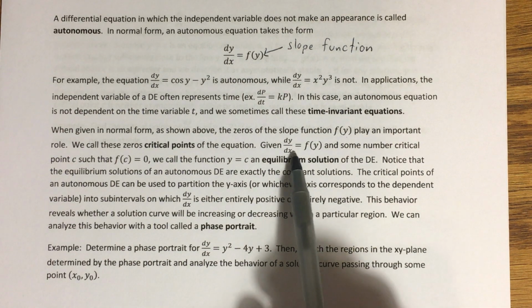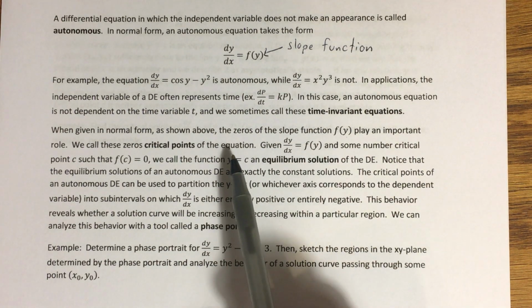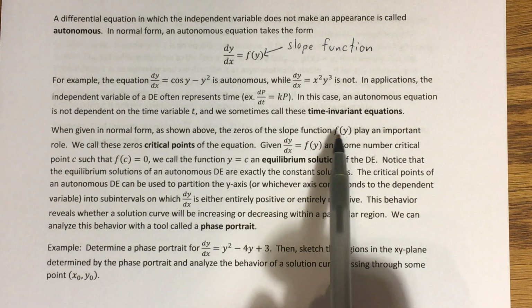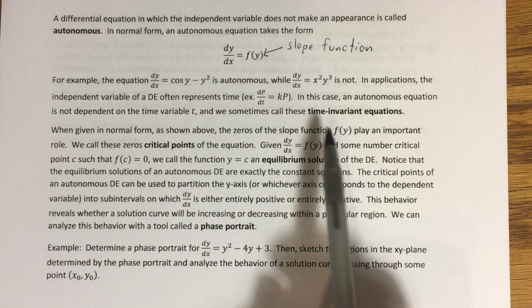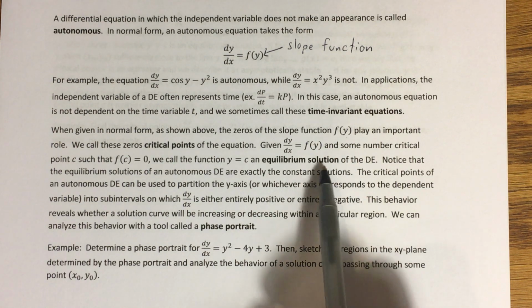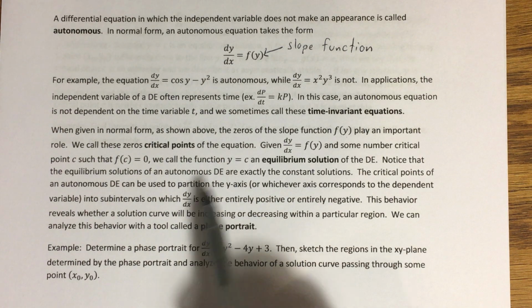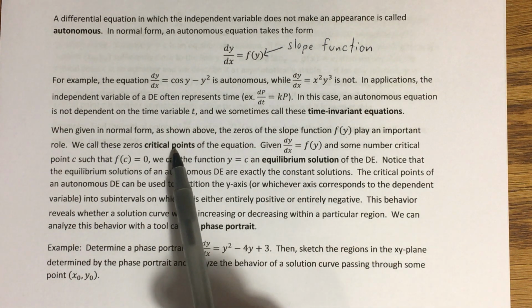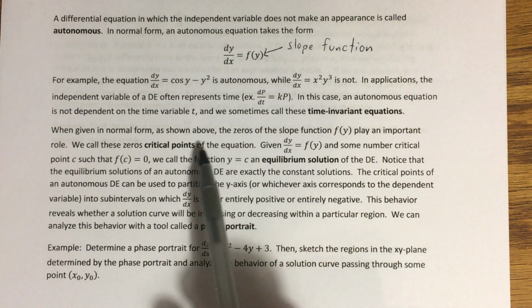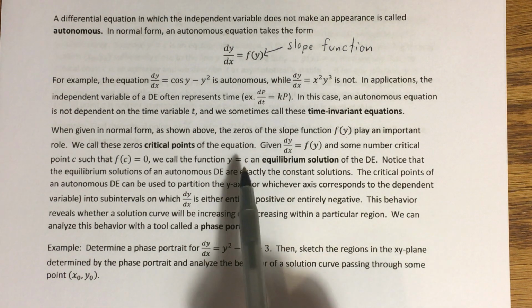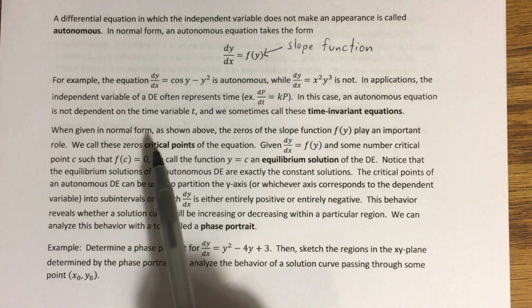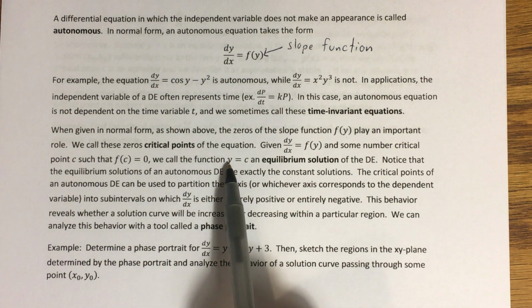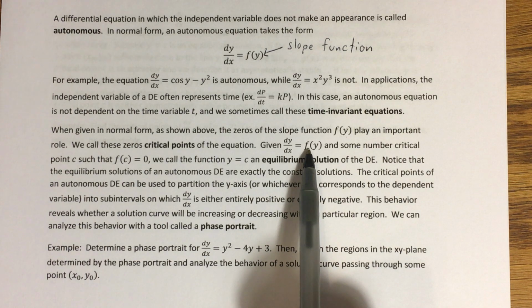And notice something here. If I were to solve the function f of y equals 0 and find the zeros, what I'm finding are values of y, right? So let's suppose that c, the number c, is a critical point of an autonomous differential equation. It's a zero of this function. Then specifically we're saying that y is equal to c. If I think of that as a function though, y equals c, that's a constant function. So critical points lead us to constant functions that end up being solutions to this differential equation.